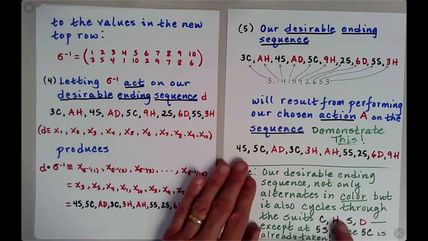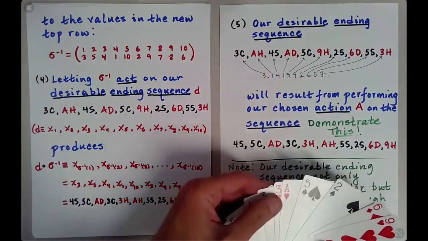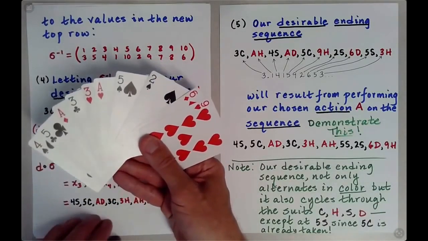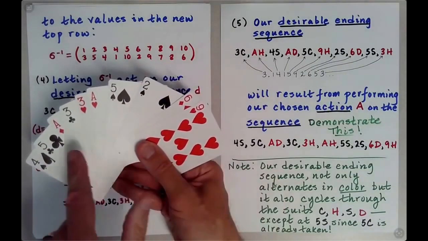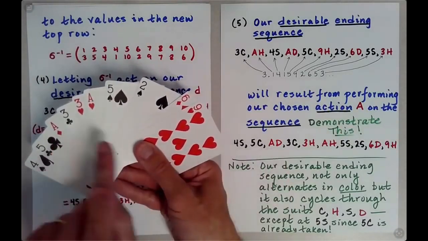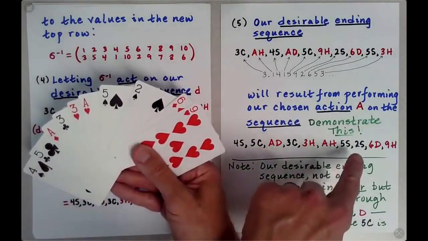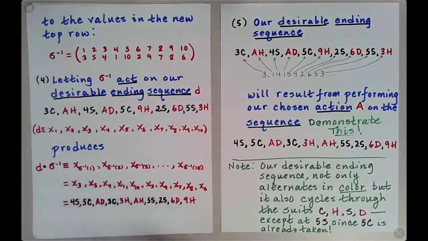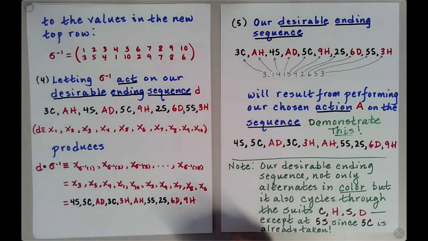So it looks like we're going to need 4 of spades. So let's go ahead and, okay, I think I have built the sequence that we need. So let's just check it here. I need a 4 of spades, which is what I have. I also need a 5 of clubs. I need an ace of diamonds, 3 of clubs, 3 of hearts, ace of hearts, 5 of spades, 2 of spades, 6 of diamonds, 9 of hearts. Okay, perfect.